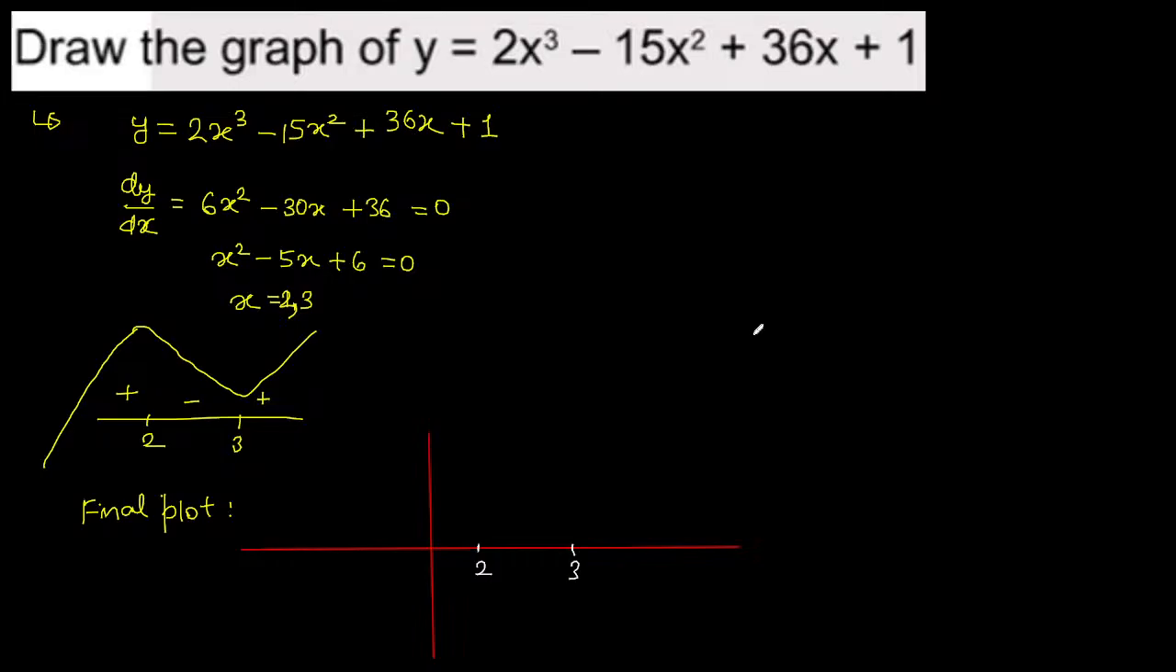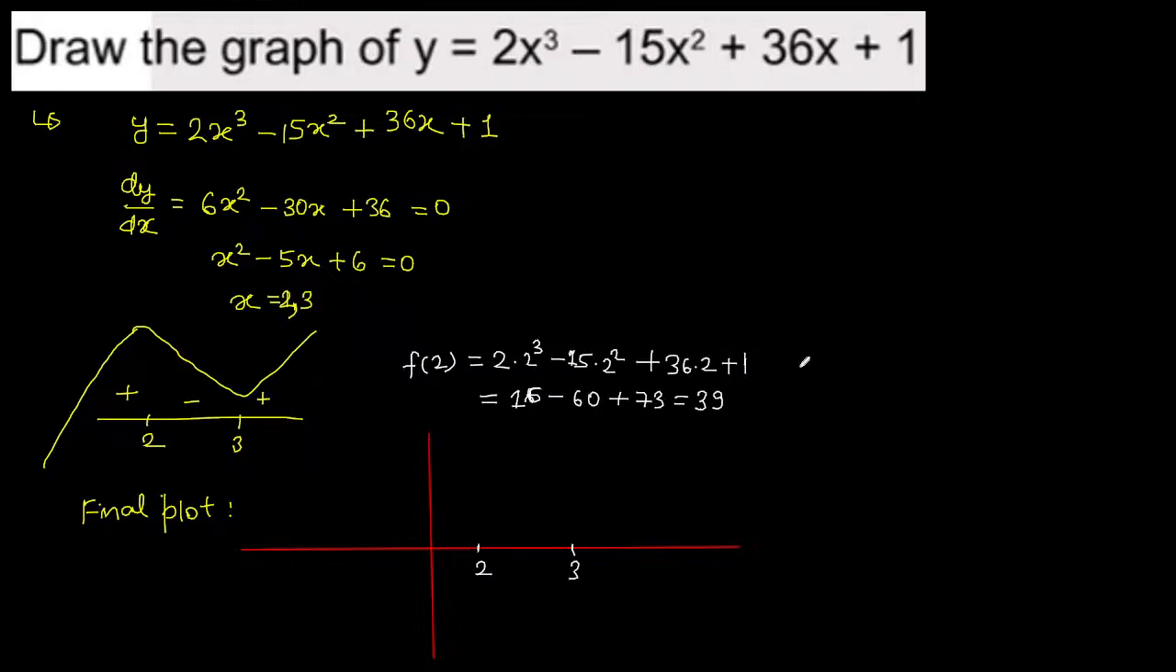The value is 2. So we'll find f(2). This is 2 into 2 cube minus 15 into 2 square plus 36 into 2 plus 1. This is 16, this is 60, this is 73, this is 89, 39.